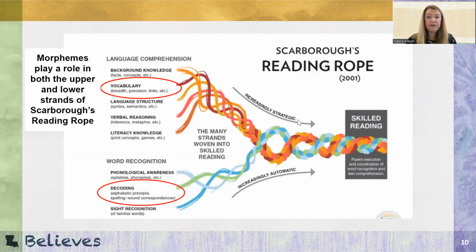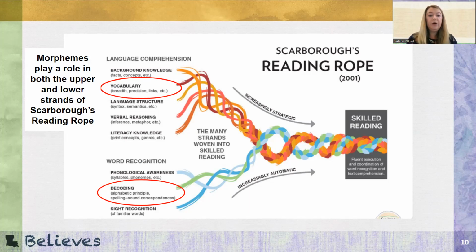So for those of you that have never seen this before, this is what's called Scarborough's reading rope. And Scarborough is an expert in how we learn to read. There have been so many studies recently, hundreds of thousands of studies across the world that really looked into our brain to see how we read. And they broke it up into 2 main principles. We have a language comprehension piece and we have a word recognition piece. And as these 2 intertwine, they produce what's called a skilled reader.